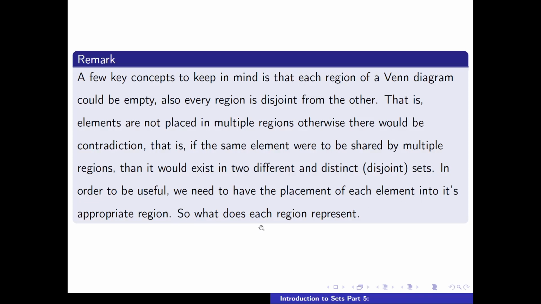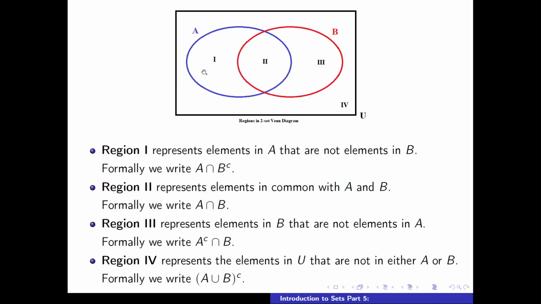Okay? So now we're going to more formally describe what each region represents. So region 1, and keep in mind, I will add this, these regions aren't necessarily always ordered or numbered the same way, especially for bigger ones. This is just kind of the standard way we do it.